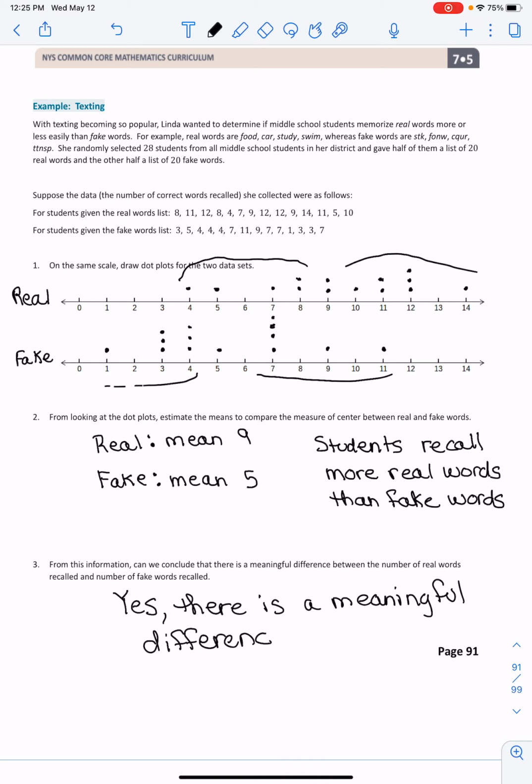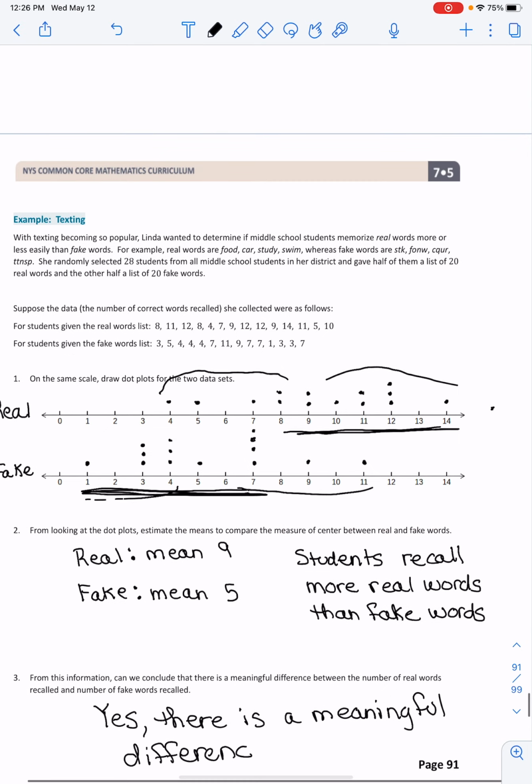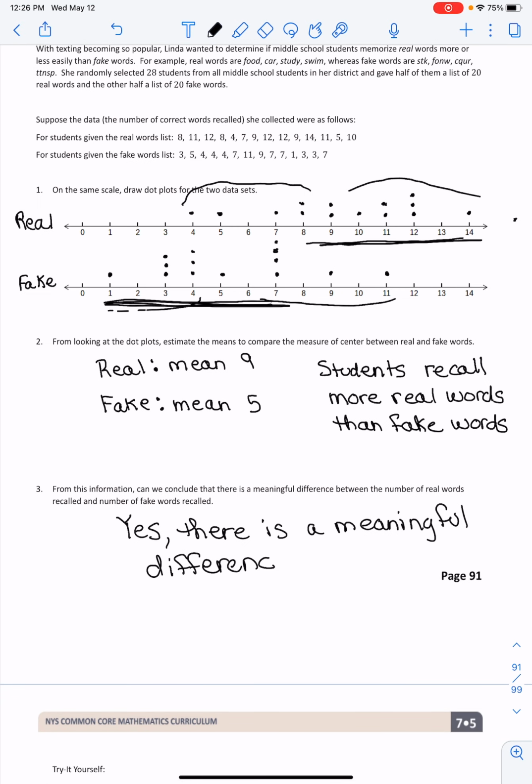And there is a meaningful difference because there is not much of an overlay. What I mean by that is because most of the words are up here and most of the fake words are down here. That tells me there's a meaningful difference between how many real words they recall compared to how many fake words they recall. And there's hardly any overlay. There's one here, there's a little one here, but the only real overlay is this one right here.